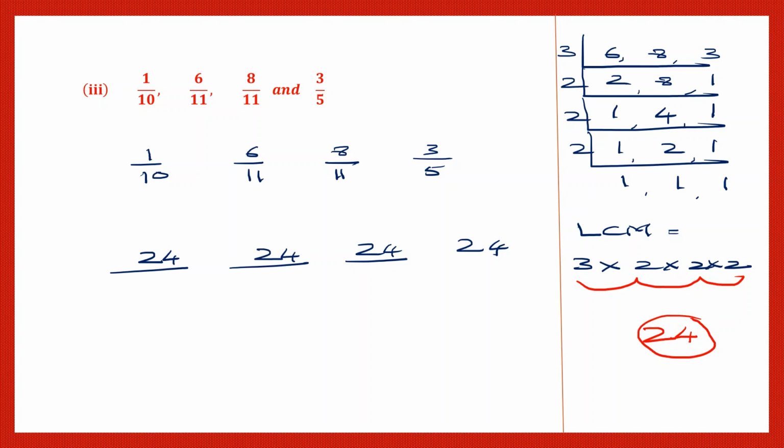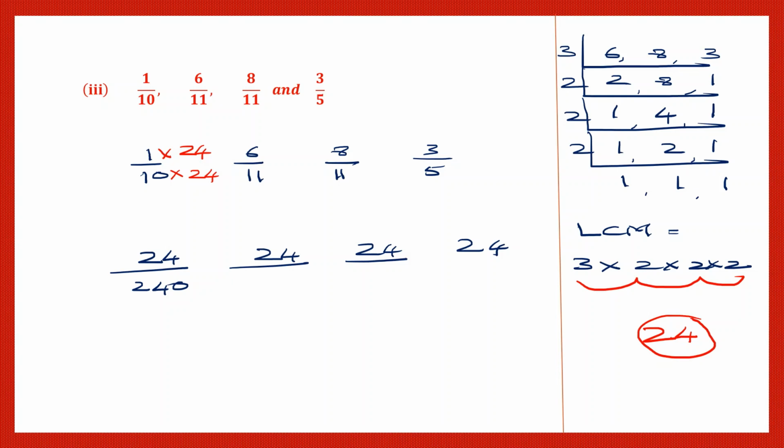Now let's go to the numerators. The first numerator is 1. 1 into what is 24? 1 into 24. So multiply 10 also by 24. When you multiply anything by 10, you write the same number and you put a 0. So this becomes 240.